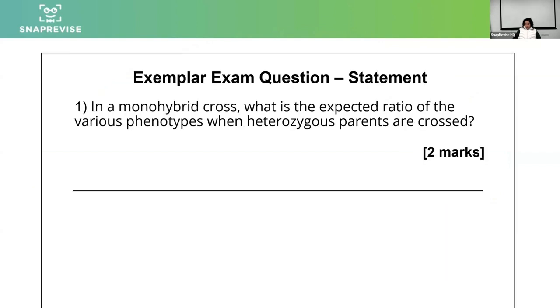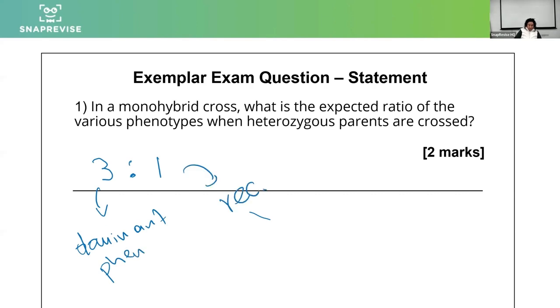So how do I solve that? If I actually go ahead and do a Punnett square like we did right in the beginning, the ratio is 3 to 1, and this will be the dominant phenotype, and this will be the recessive phenotype.